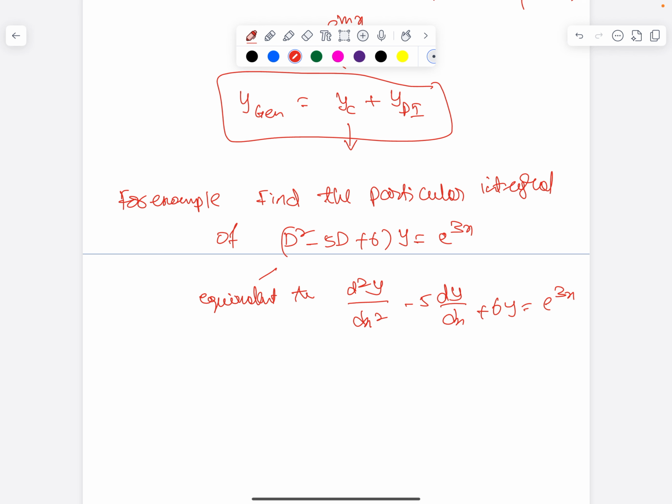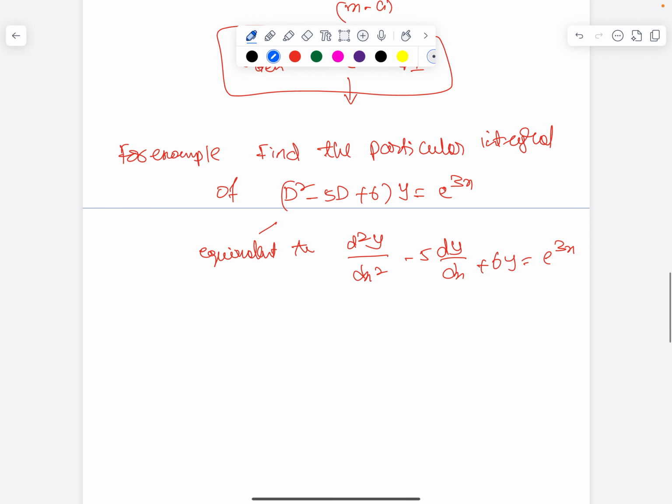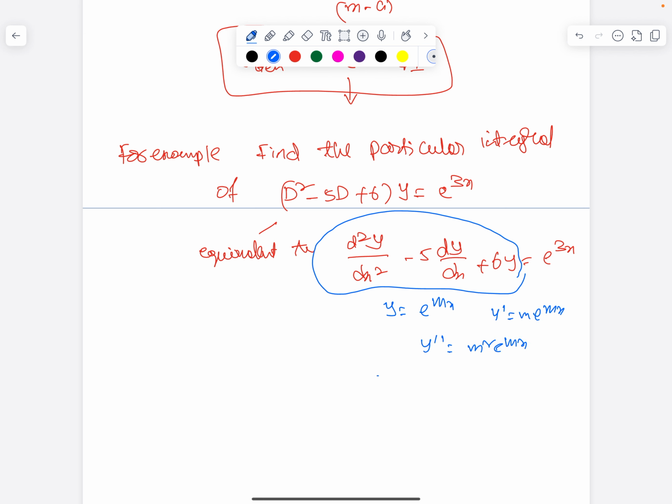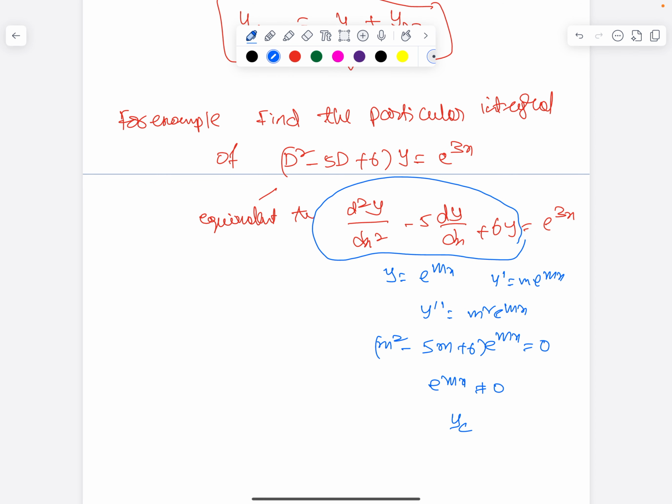So the given equation is equivalent to this one. We have solved this type of differential equation by assuming y is equal to e^(mx), especially the homogeneous part, and then y prime is equal to m e^(mx), y double prime is equal to m square e^(mx). We have substituted all those things, and we are getting an equation of this form. Anyway, e^(mx) cannot be 0. Therefore, you are getting the yc, the complementary solution.